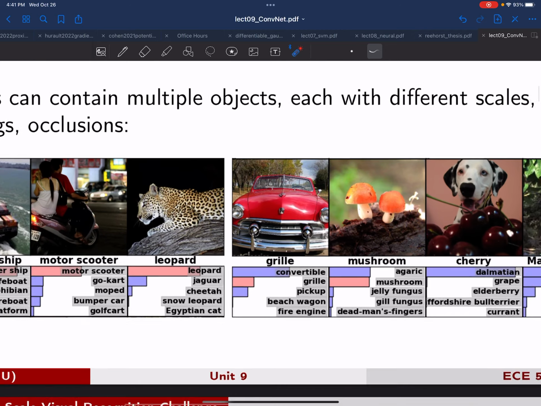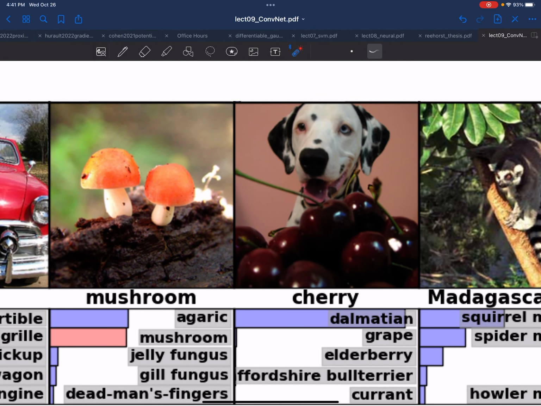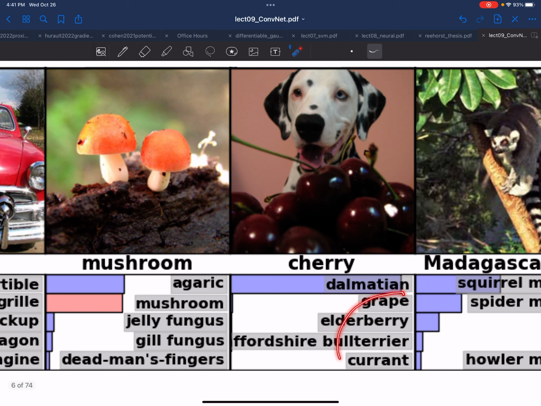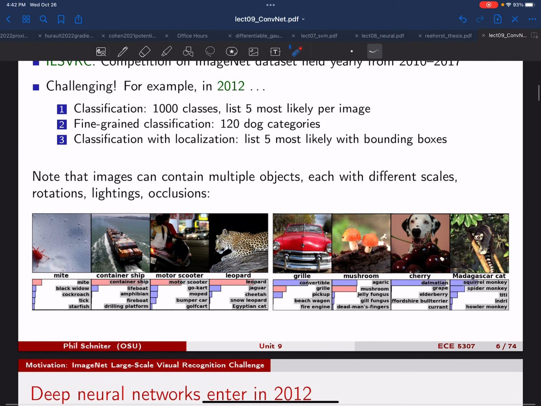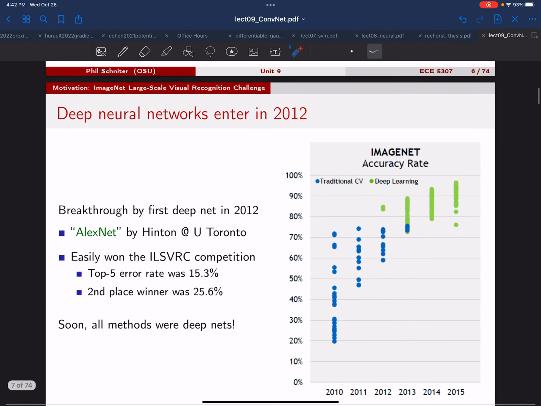So it's challenging. This one is very challenging because I don't know if that should be dog or cherry. The correct label was cherry, but as you can see, this network was almost positive that that's a Dalmatian, and among the other things, it didn't list cherry, so it wouldn't get points for that. So that's the challenge, and every year the competitions were a little bit different.